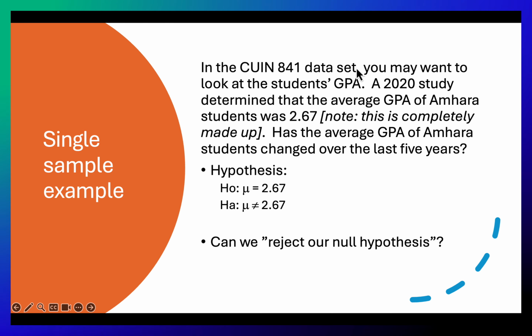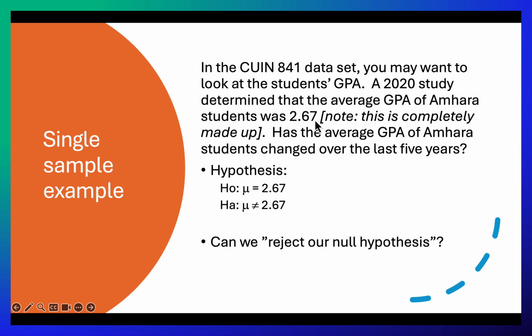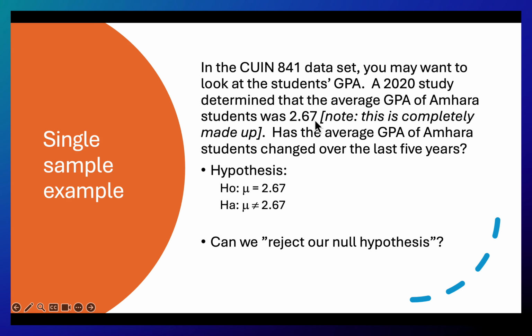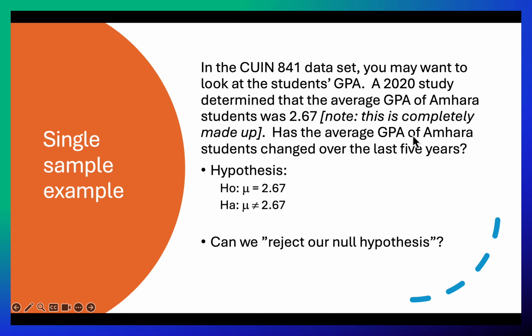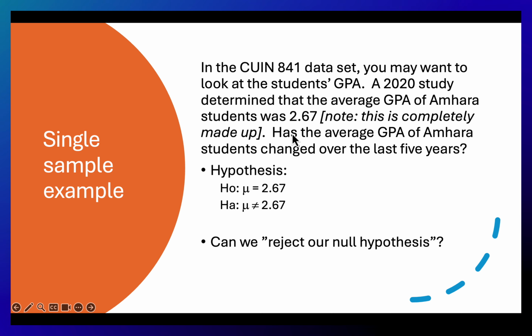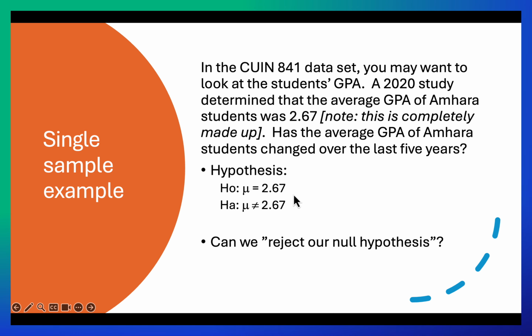So let's say this is totally made up. We realized, actually in 2020, there was a research study that showed the average GPA of college students in Amhara was 2.67. Again, totally made up. But using our data set, we can do a test to see if the average GPA of Amhara students changed over the last 5 years. So our data set's from 2025. Are our students in our current population, does their average GPA still equal 2.67, or is it different, right?